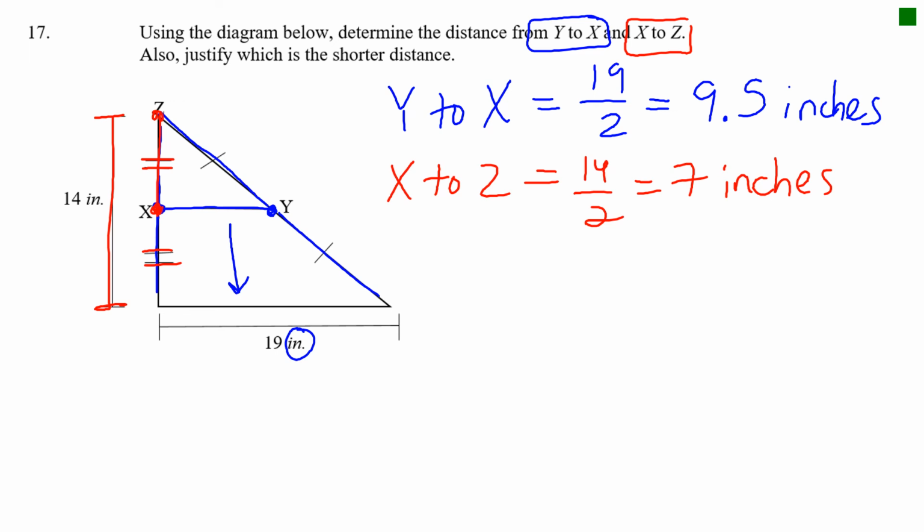Now, we still need to answer the question, which one is the shorter distance? So comparing the two, obviously X to Z is a shorter distance.